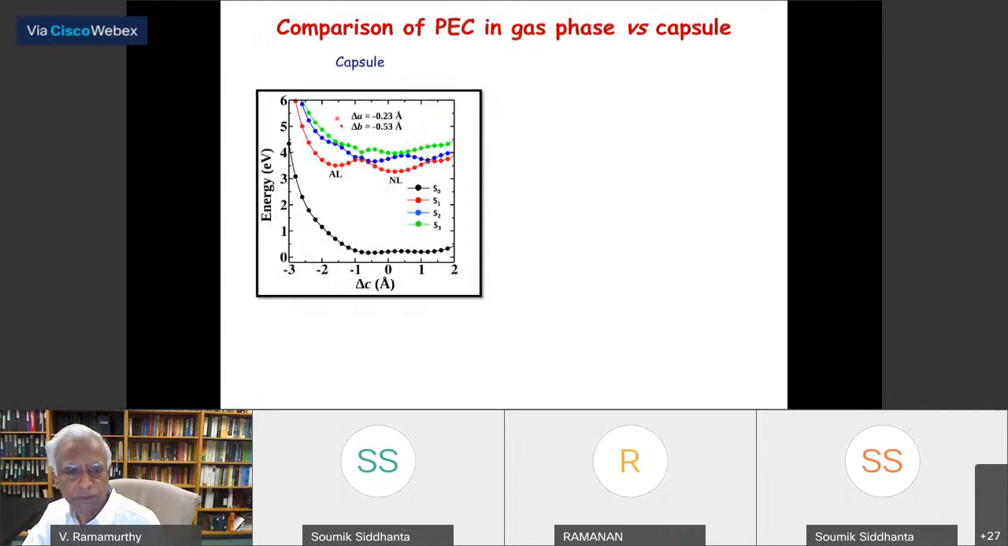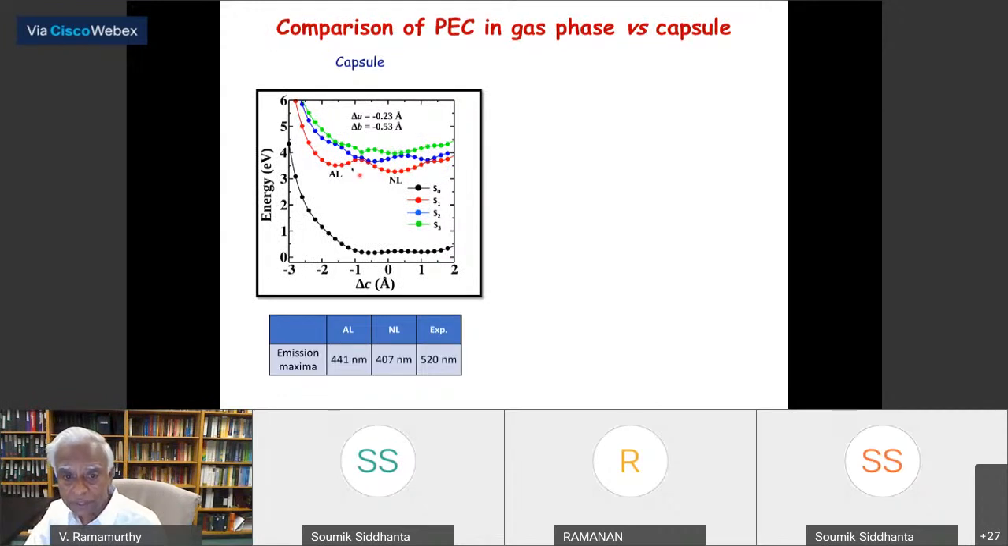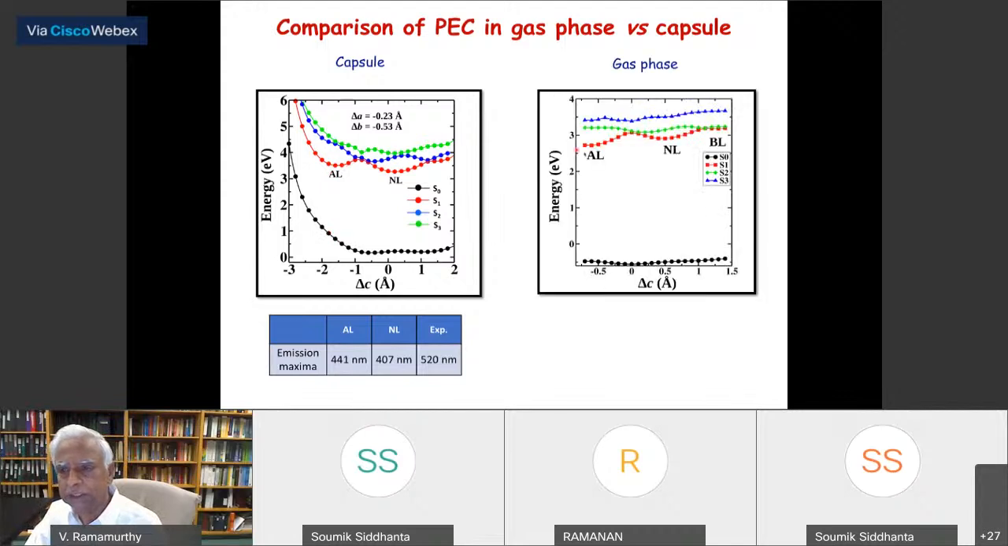So if you see this, you can see naphthalene-like, anthracene-like, we excite the molecule, it goes up and then goes over the barrier. That is not the case normally in solution. In solution, when you excite, it will go down very quickly. But here there is a barrier, and then from there it emits. Okay. And this is the gas phase. This is in solution. The gas phase is different from solution.